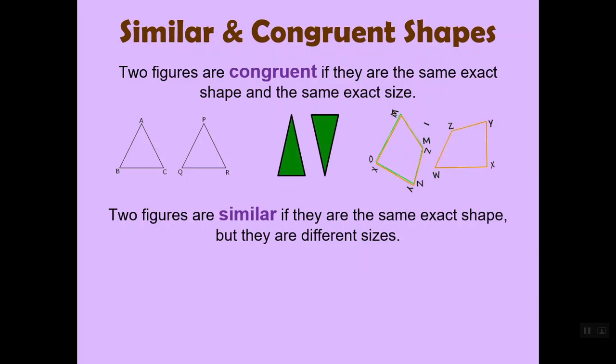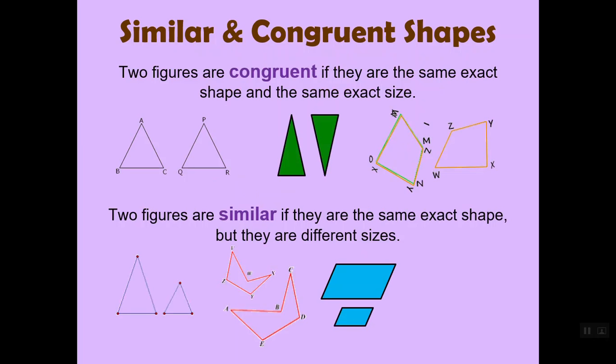Two figures are similar if they're the same exact shape, but they're different sizes. Here are some examples of similar figures. Same shape, but you can see that they're different sizes.